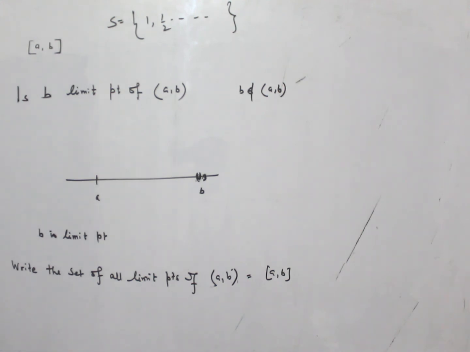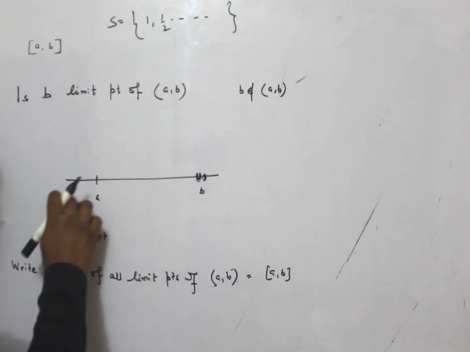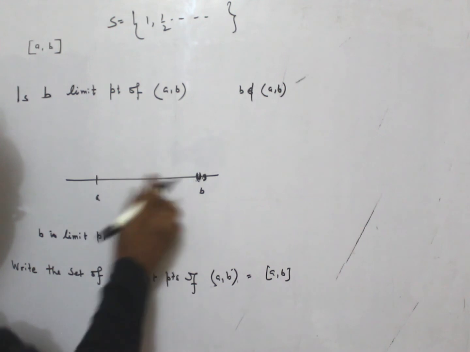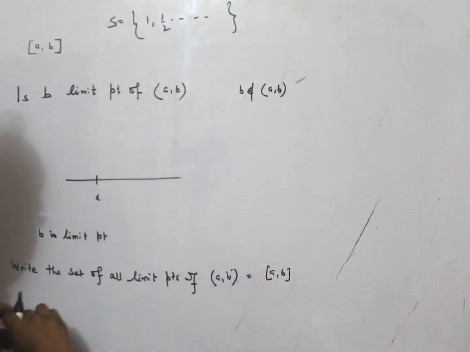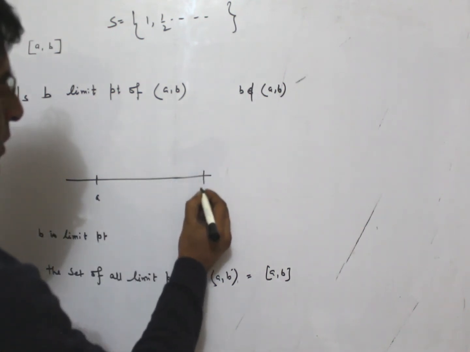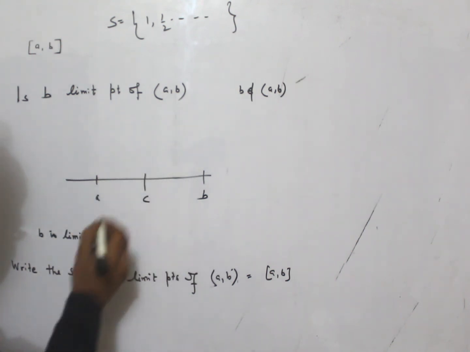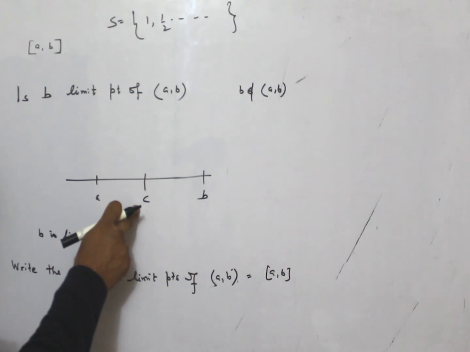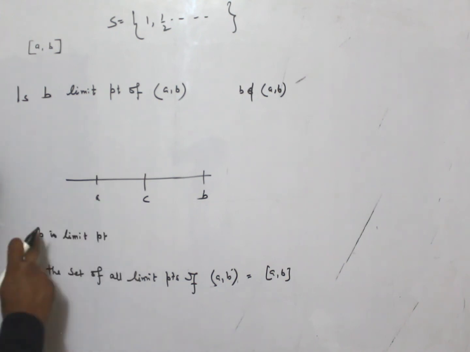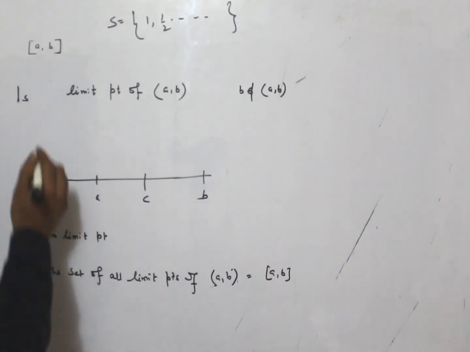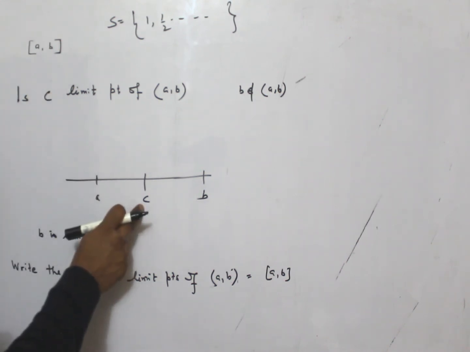Again, one more example we can take. This interval AB has many points. Suppose here is some point C. Then what about C? My question is, is C a limit point?